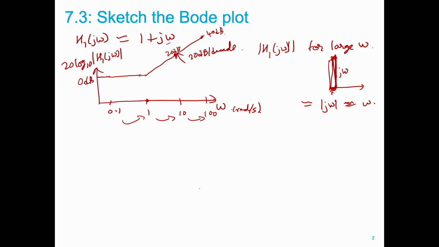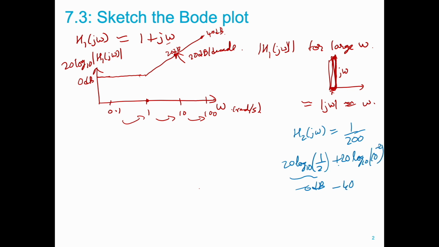Now, we've got to sketch the magnitude for the second building block, that is h2 of j omega equals 1/200. First, what is 20 log to the base 10 of 1/200? I can write this as 20 log to the base 10 of 1/2, which is minus 6 dB as we already computed, plus 20 log to the base 10 of 1/100, which is 10 to the minus 2, and this gives me minus 40 dB. Overall it's minus 46 dB.